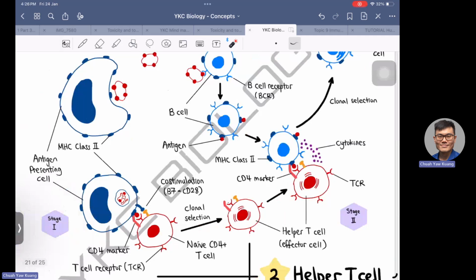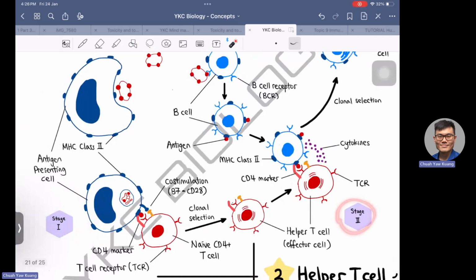So now we move to stage number 2. In stage number 2, the activated B cell and the activated helper T cell will go and search for each other, and they will come close to each other. Now, the activated B cell will act as the antigen presenting cell to present the antigen that is being presented on the MHC class II to the helper T cell.